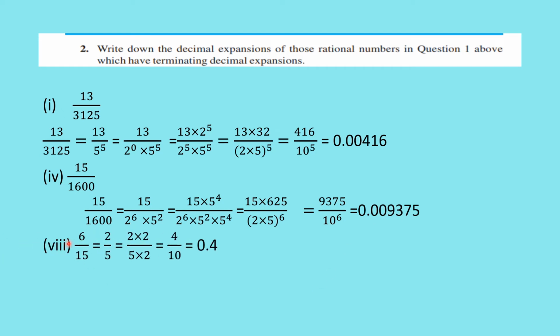Question number 8. 6 upon 15. You can cut down the common factor, that is 2 upon 5. You have to make the denominator of the given p by q form as 10. For that you have to multiply the numerator and denominator by 2. So you are getting 2 multiplied by 2 upon 5 multiplied by 2, that is 4 upon 10, that is 0.4. Question number 9. 35 upon 50. 5 is a common factor in both. So you are having 7 upon 10. Then that is 0.7.